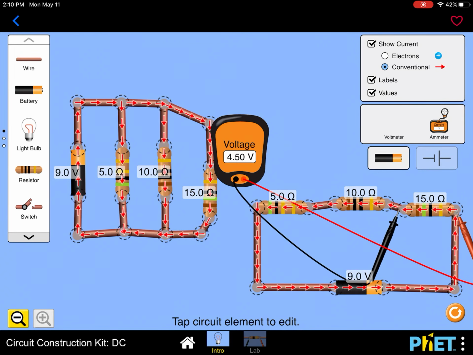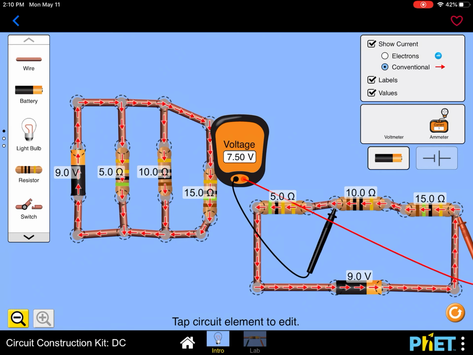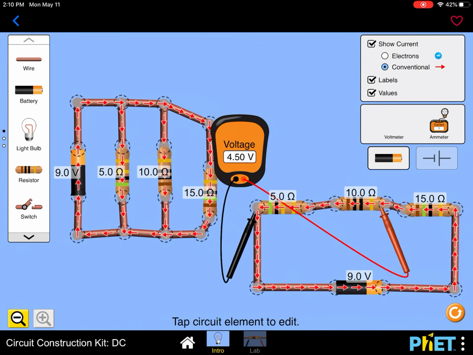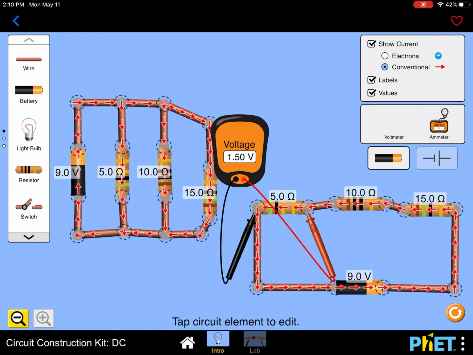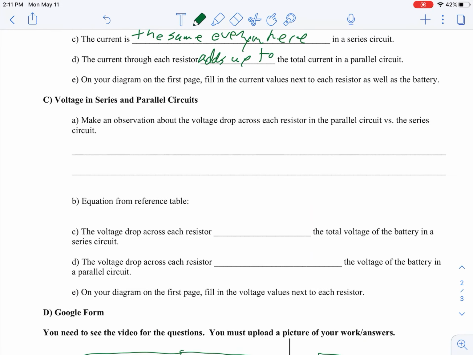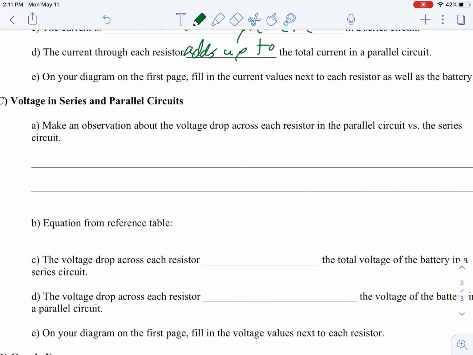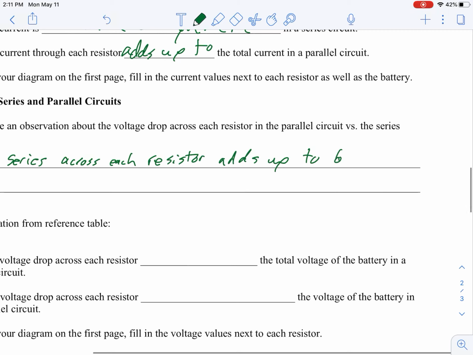All right, so let's check the voltage here. The voltage across this resistor here is 4.5 volts. What about this one here? 3 volts. What about this one here? 1.5 volts. Okay, so it's different. The voltage drop is different across each resistor. And that's something we should expect in a series circuit. But hopefully you notice it all added up to 9. So voltage in series across each resistor adds up to the battery voltage.